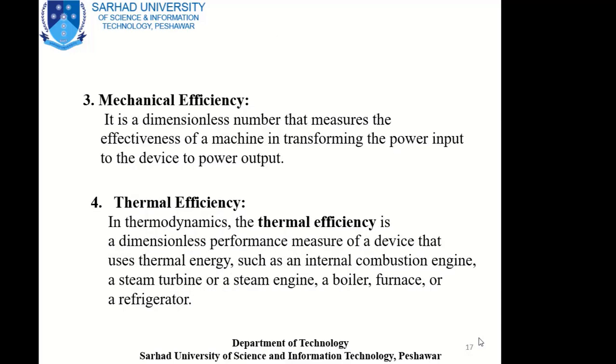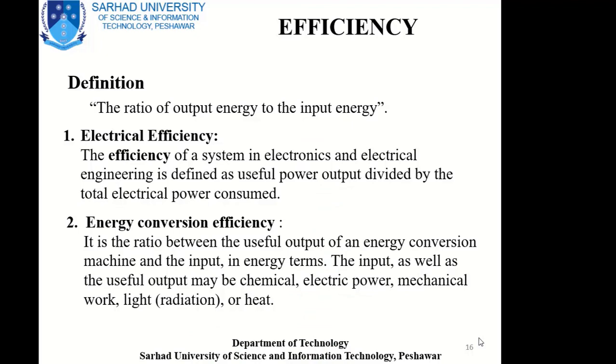The third one is mechanical efficiency. It is a dimensionless number that measures the effectiveness of a machine in transforming the power input to the device to the power output. And the fourth one is thermal efficiency. In thermodynamics, thermal efficiency is a dimensionless performance measure of a device that uses thermal energy, such as an internal combustion engine, a steam turbine, a steam engine, a boiler, a furnace, or a refrigerator. So this was all about efficiency. Efficiency is the ratio of output energy to the input energy.